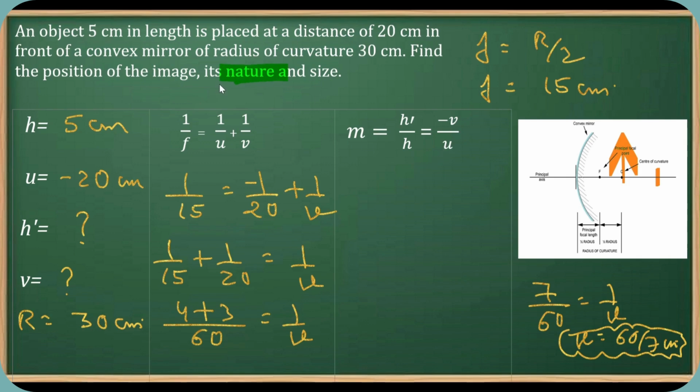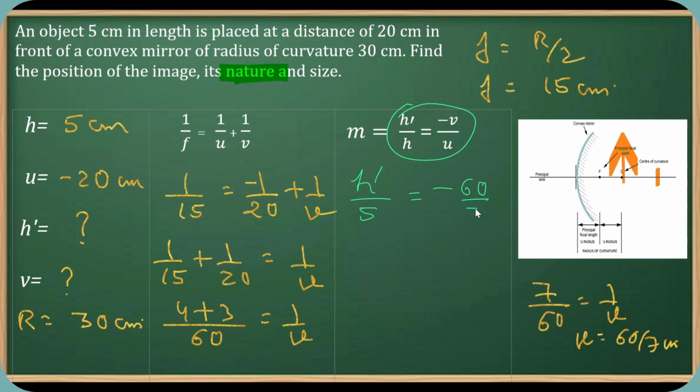Now further, we also have to find out the size of the image. Size of the image is H dash. So we are going to use this relation, that is the magnification relation. So H dash being the size of the image, H being 5 centimeter here, is equal to negative V over U, and V is this. We have calculated V over here.